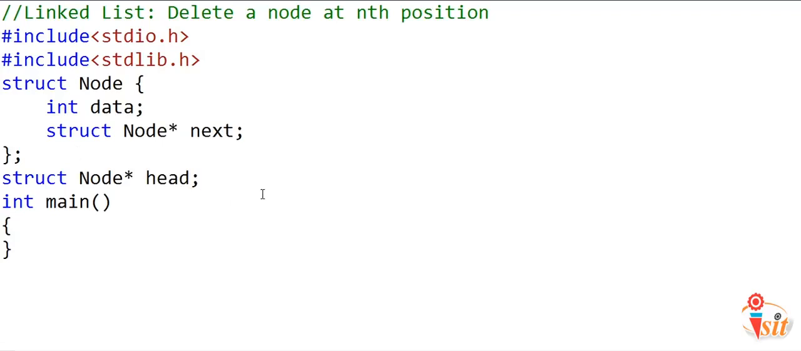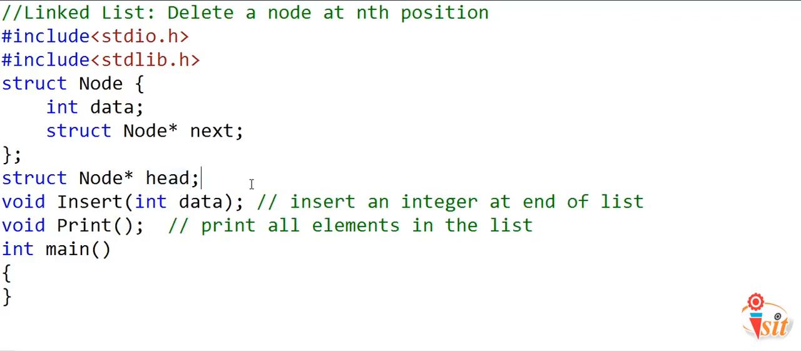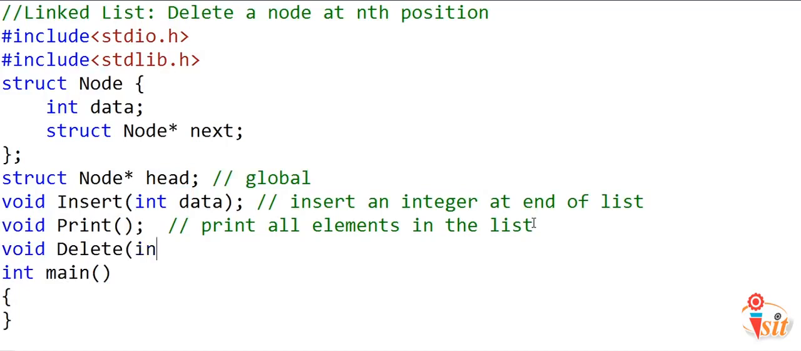And now I want to define three functions. First, an insert function that will take some value, some data to be inserted into the list, and always insert this value at the end of the list. Then I want to define a print function that will print all the elements in the list. We have defined this variable head as a global variable, so it will be accessible to all these functions. And the third function that I want to write is delete, that will take the position n of the node to be deleted and delete the node at that particular position.